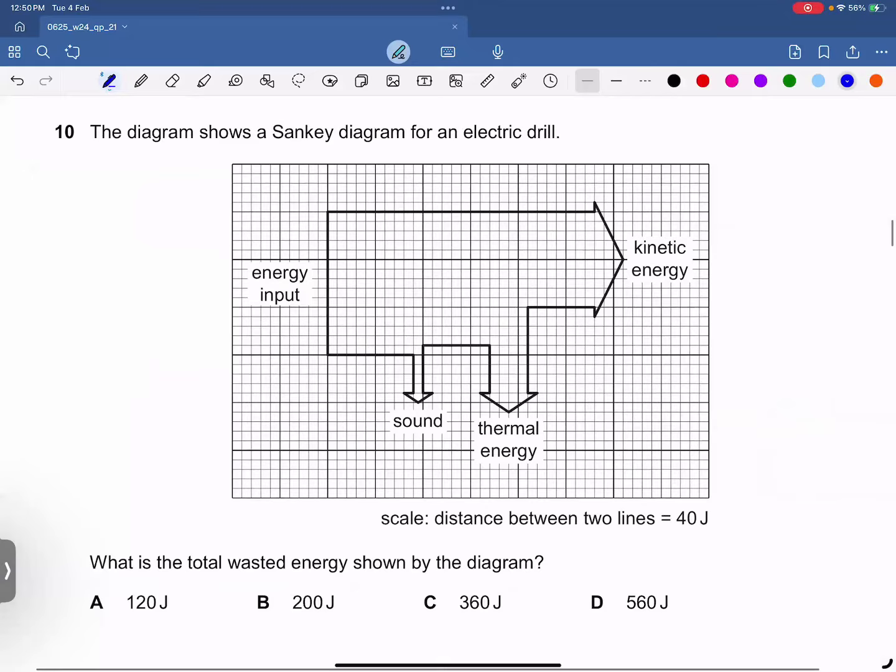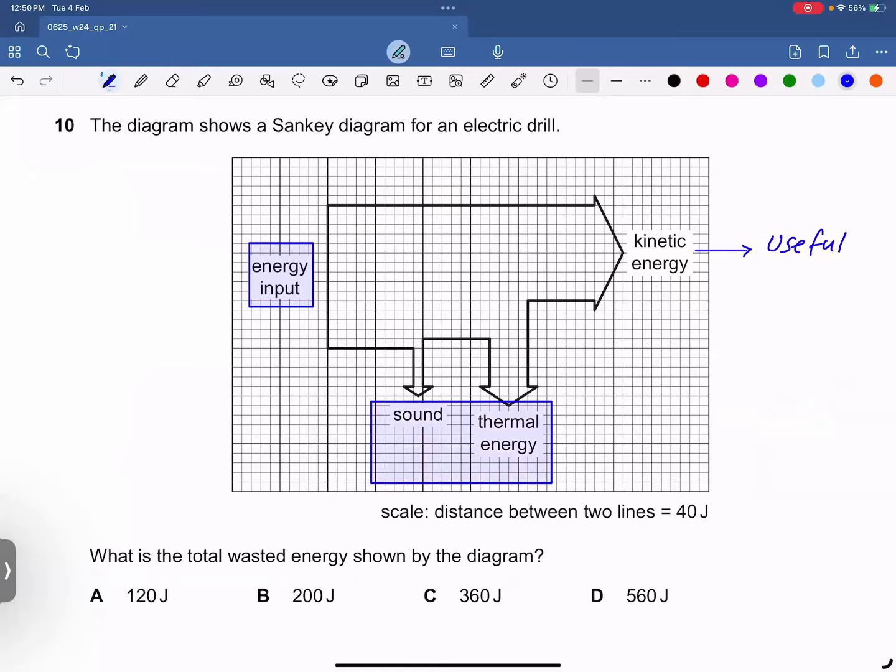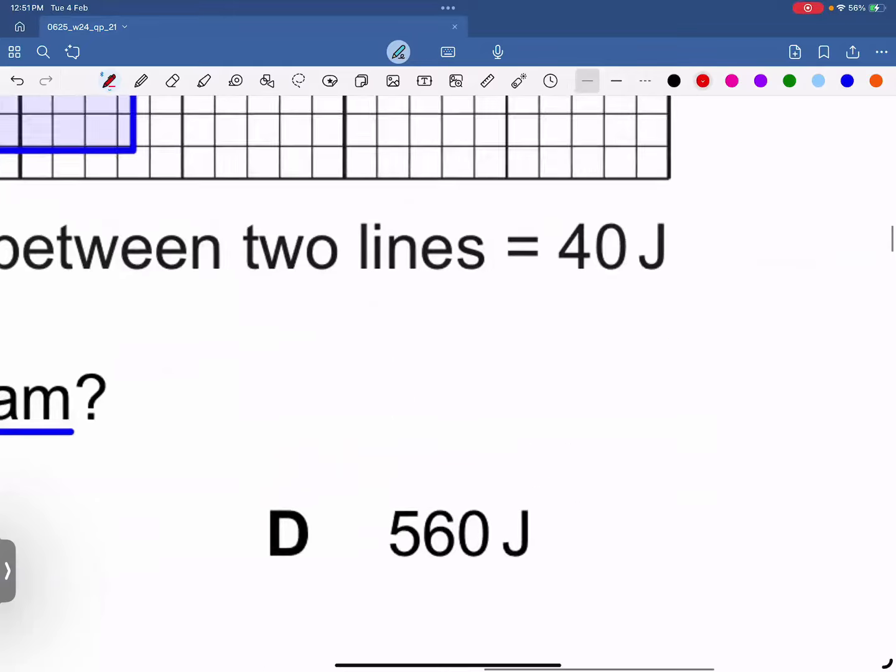The diagram shows a Sankey diagram for an electric drill. Energy input, okay, and this is the kinetic energy. This is called the useful energy, and these both are waste or loss. What is the total waste? As I showed you, the total waste is sound plus thermal energy. So you make the calculation as per scale. Now look at the scale, my dear students.